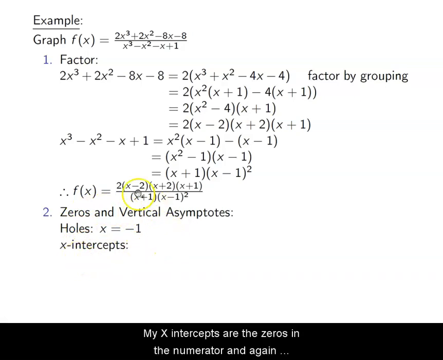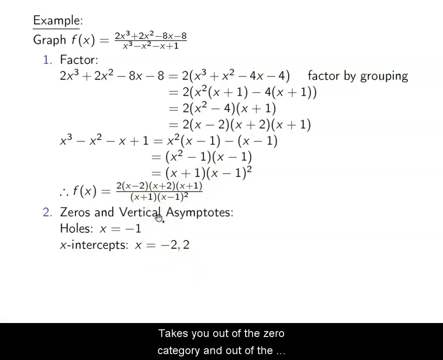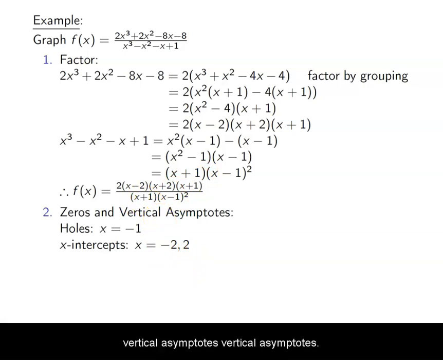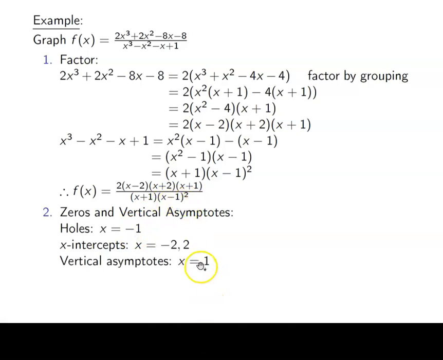Right? My x-intercepts are the zeros in the numerator. Okay, and again, that is just these values because this is a hole. It is no longer a 0. Okay, so that brings it to -2 and 2. Again, a hole takes you out of the 0 category and out of the vertical asymptotes category. Okay, so my vertical asymptotes then are just this one shared one, right? So x equals 1. Okay, so this is a hole because it's a shared 0. These are the remaining zeros in the numerator and remaining 0 for the denominator.